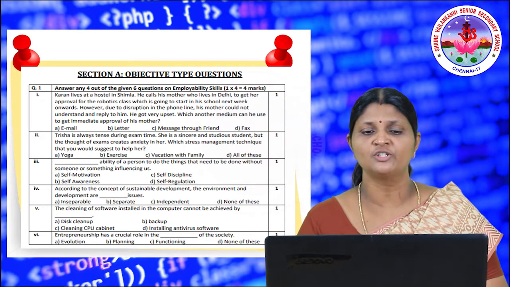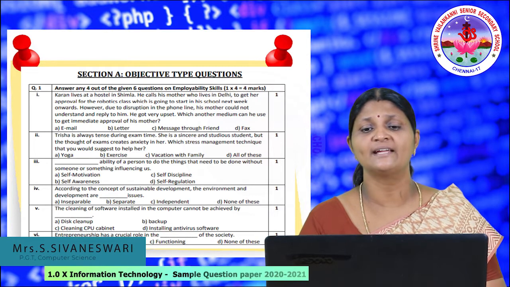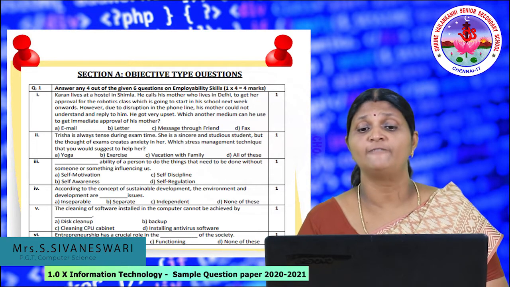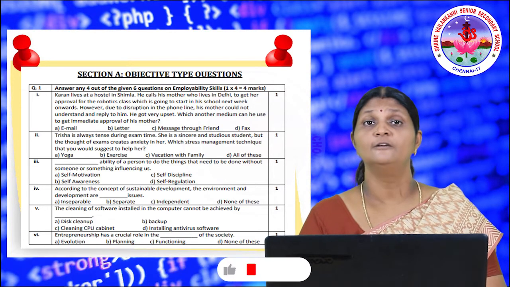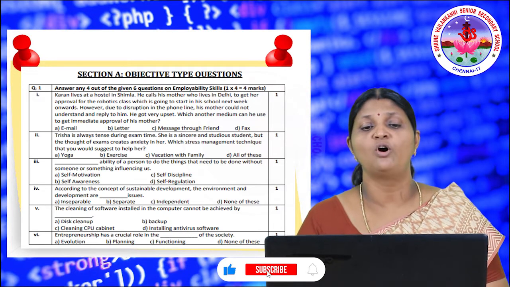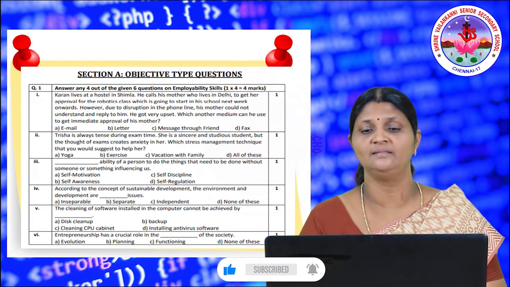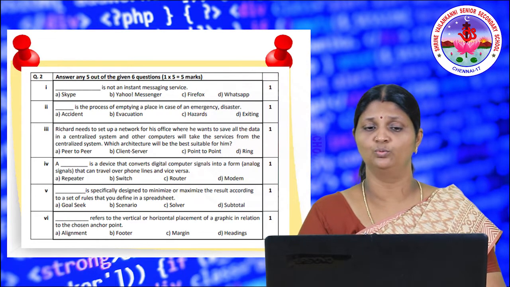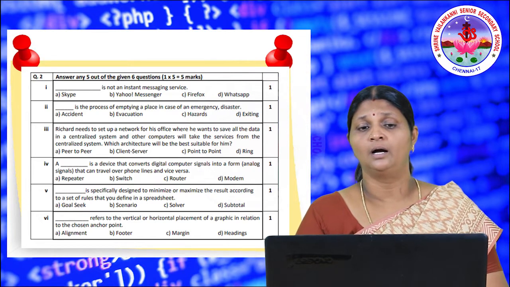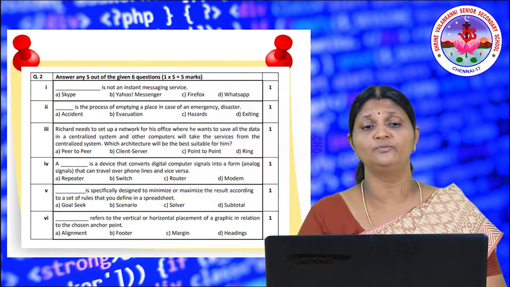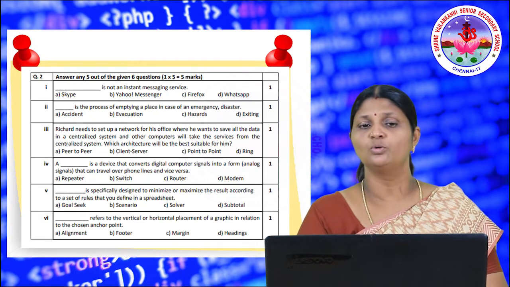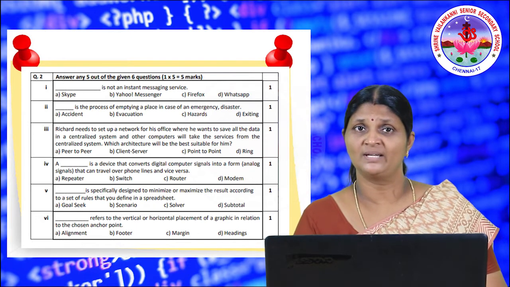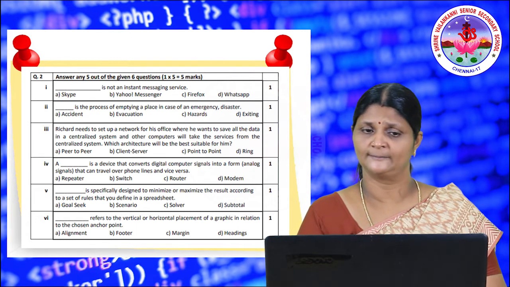Next, entrepreneurship has a crucial role in the dash of the society. Evolution, planning, functioning, none of these. Functioning, okay. So entrepreneurship has a crucial role in the functioning of the society. So next question, that is 2, which has nearly 6 questions, out of which we have to answer 5 questions. So when we put in the subdivision number correctly, then only the answer would be correct. Otherwise, it will be considered as wrong answer.